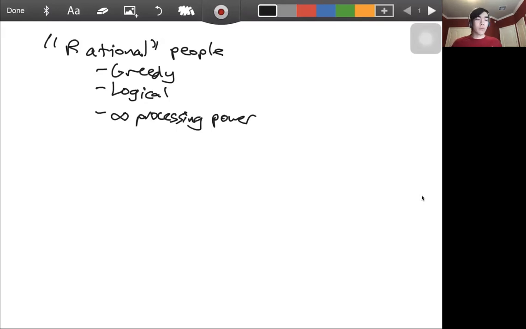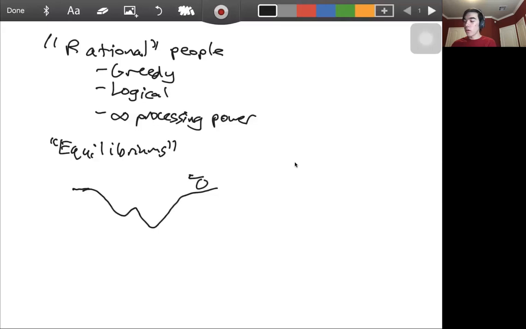So what are we going to do with rational people? Well, this introduction to game theory will focus on finding equilibriums. And equilibriums are spots that the game naturally falls into. So when I say spots that the game naturally falls into, if we go out of game theory and we draw a graph, let's say this is a hill, and you have a ball that's rolling. Both of these spots can be considered equilibria because if a ball falls in here, the ball isn't going to keep falling anymore. These are stable equilibria.